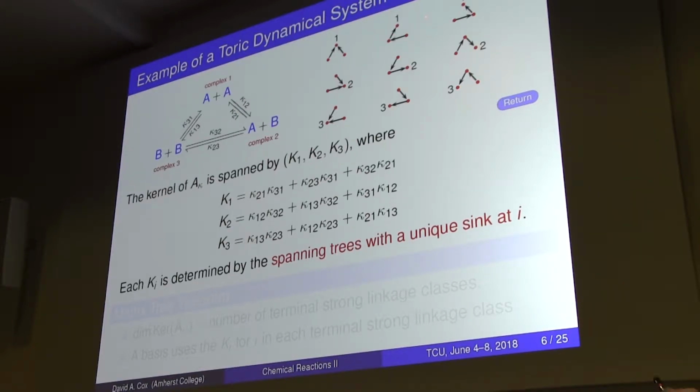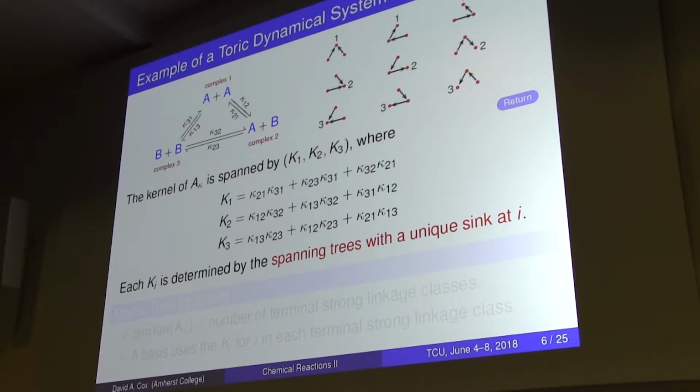Notice, you might say, couldn't I reverse that arrow? Well, if I reverse that arrow, then I'd have a sink there. So to have a unique sink at 1, that forces this arrow to go this direction. Similarly right here, to have a unique sink there, once I have this arrow, I have to have that one. So there's only 3.